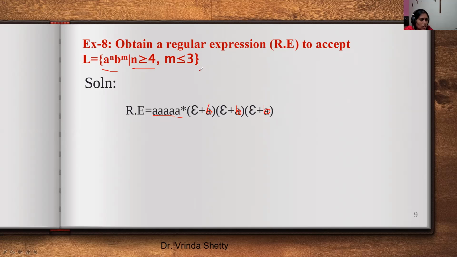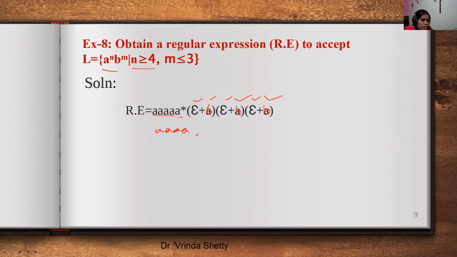Because here m is less than or equal to 3, it can be epsilon also. In all the places it takes epsilon. If one b is there, it takes one b from here, both the places epsilon. If two b's are there, it will take this b. If three b's are there, it will take this 3b. That is the regular expression for this. I'll just rewrite here.